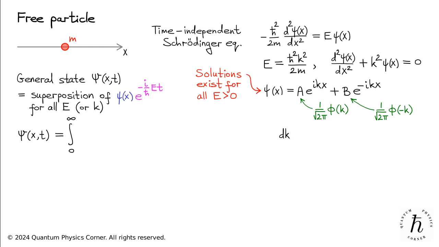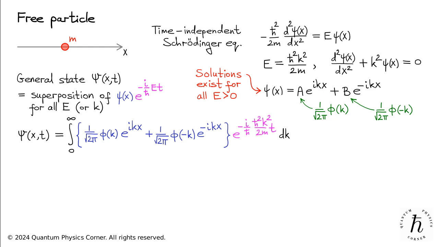Equipped with the function phi of k, we write the function lowercase psi in the following way. Finally, we multiply psi of x by the complex exponential, explicitly expressing energy E in terms of k. This completes the expression for the general spacetime dependent wave function of a free particle. Notice that this expression can be significantly simplified. By expanding the curly brackets, we obtain two integrals. One involving the function phi of k, and the other involving the function phi of minus k. By changing the integration variable from k to minus k in the second integral, and then combining it with the first integral, we arrive at the following result.